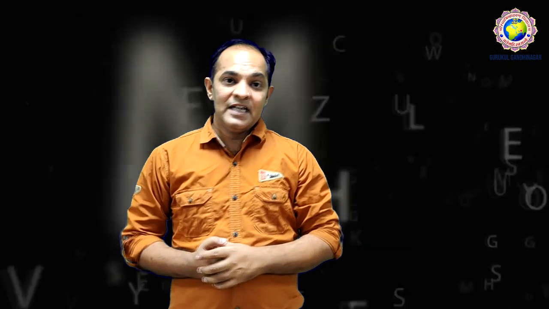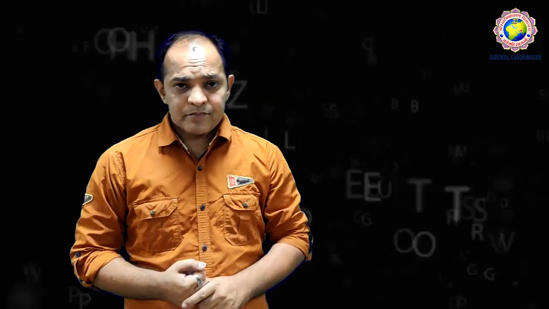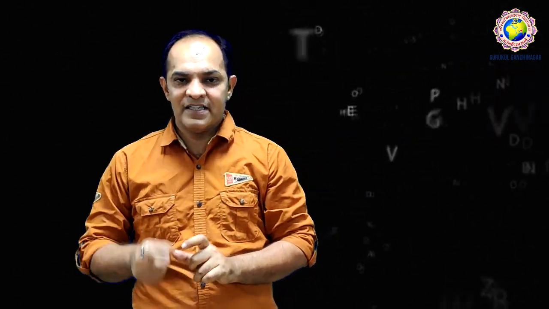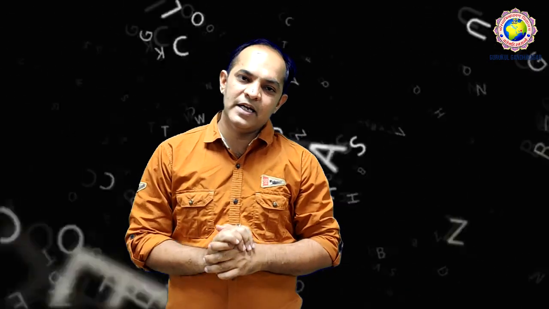The example is: did I call you yesterday? Did I call you yesterday? This is the active voice. Passive voice: were you called by me yesterday? Were you called by me yesterday? This is the formation and example of interrogative.